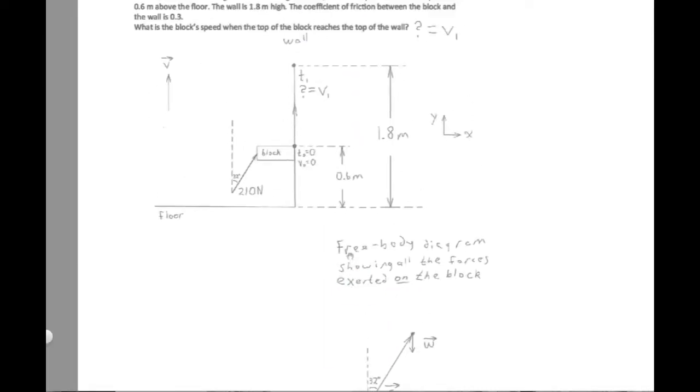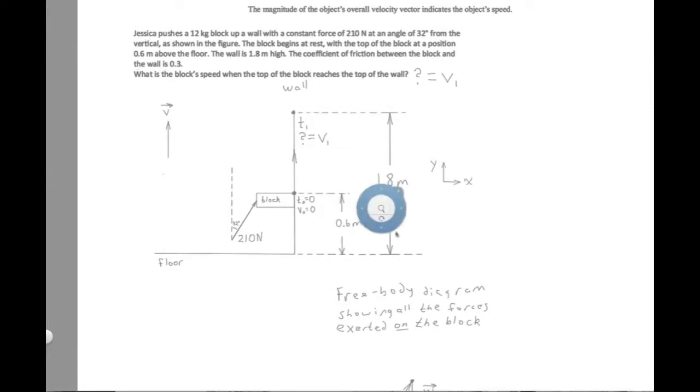So I've copied this force vector from this picture over to the free body diagram, showing its direction as well. Now we need to label every force vector. So what would be a good label here? Remember, the general symbol for force is capital F. So I think maybe I'll call this capital F sub J, because this is the force being exerted by Jessica.